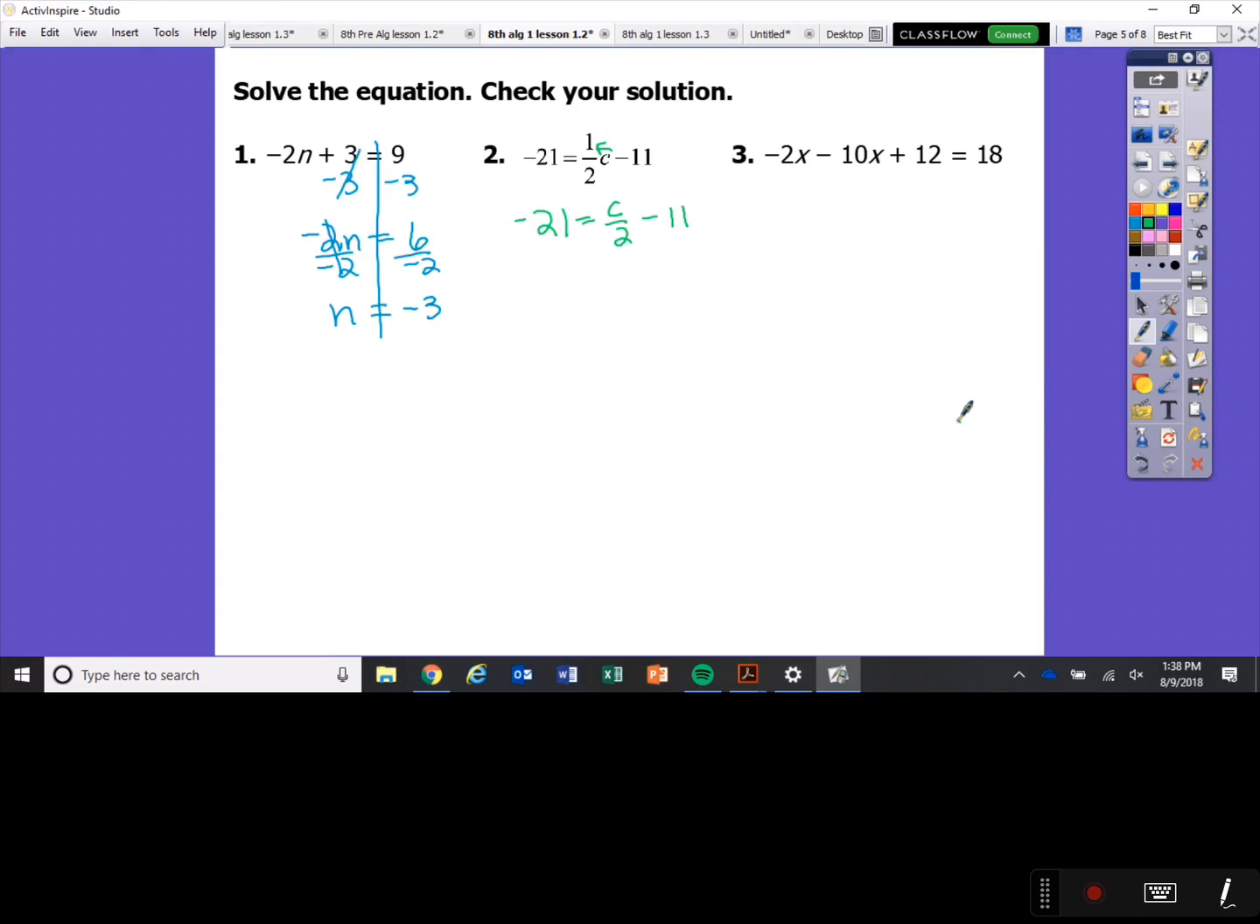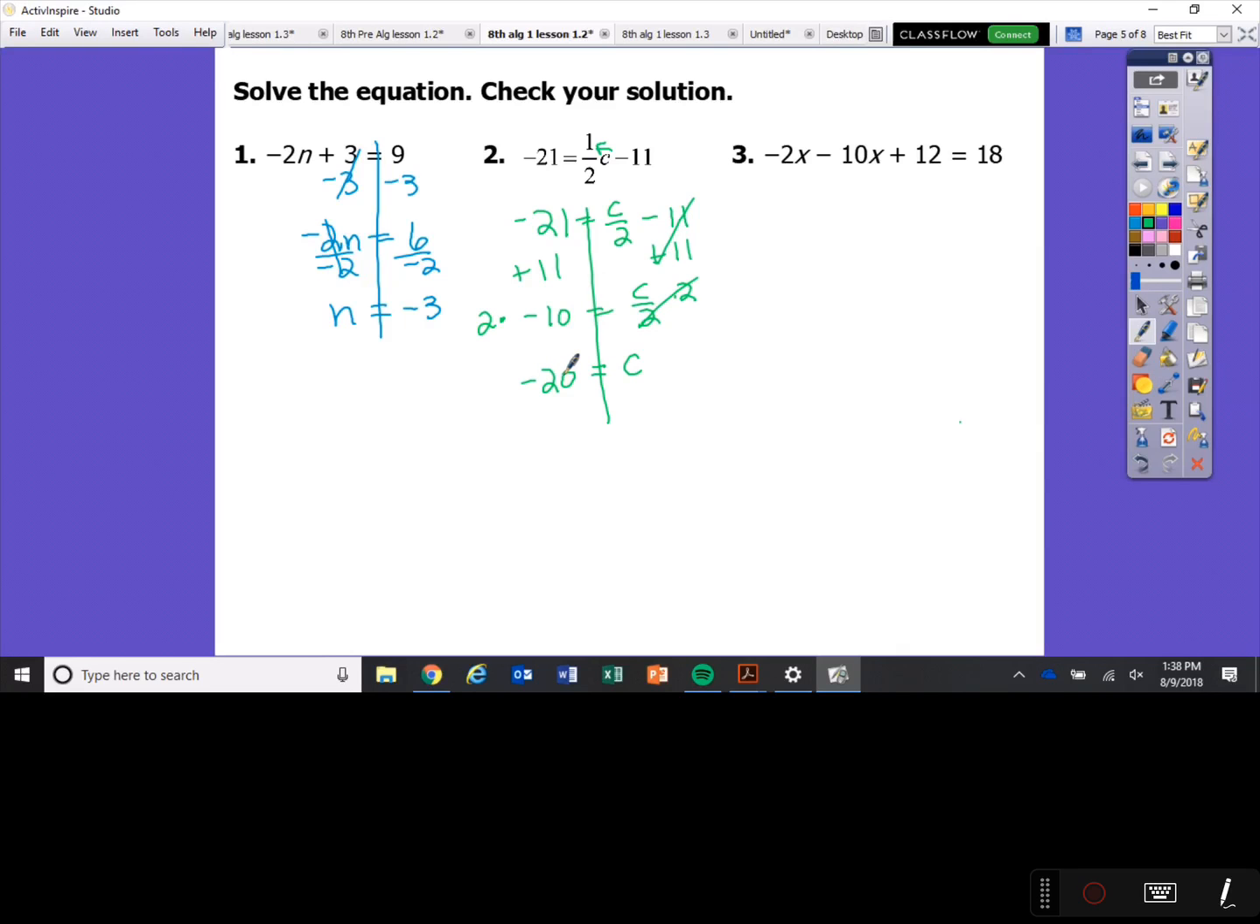So now, we would get rid of the what? The minus 11. Add 11. So negative 21 plus 11 is negative 10, equals c over 2. What's keeping c from being by itself now? Divide by 2. So we need to multiply. Yes, that's what we're gonna do. So c equals negative 20.